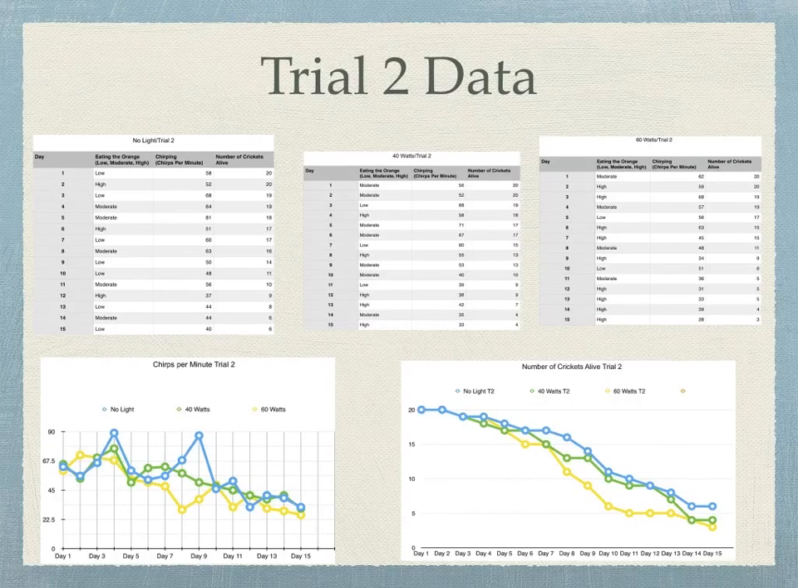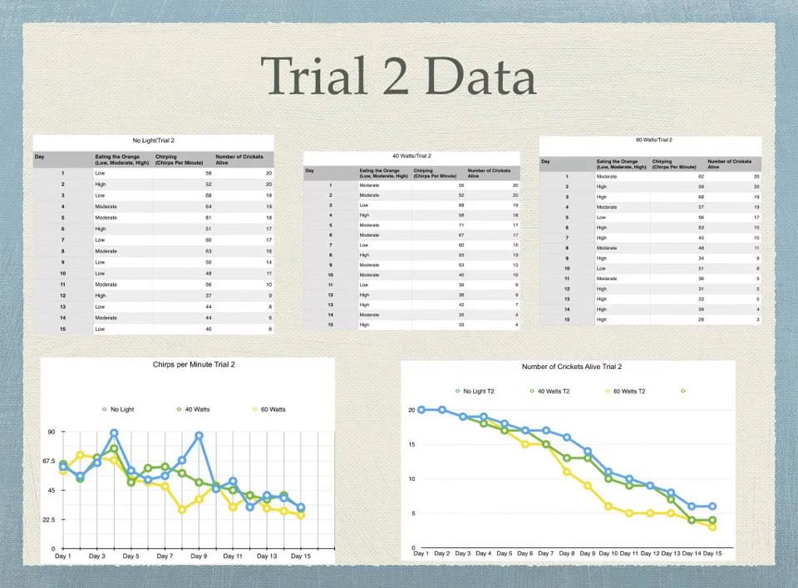And for the 40 watts, the eating was around moderate. The chirping was a little less than the other one, and the number of crickets alive after the 2nd day started dropping by about 2, maybe 3 sometimes. And then for 60 watts, eating the orange was closer to high again, kind of moderate still. The chirps per minute was a little less than both of the other 2, but still pretty high. And the number of crickets alive after the 2nd day went down a lot. In a couple of days, it would drop by 4.